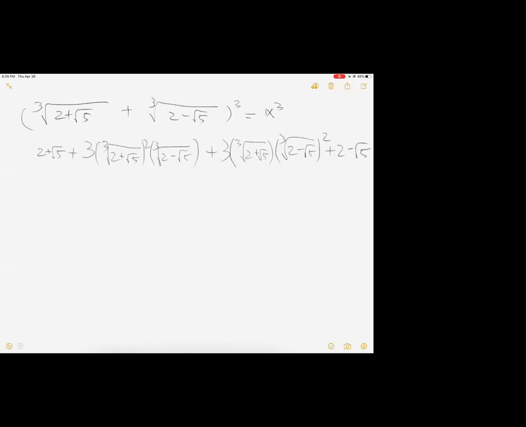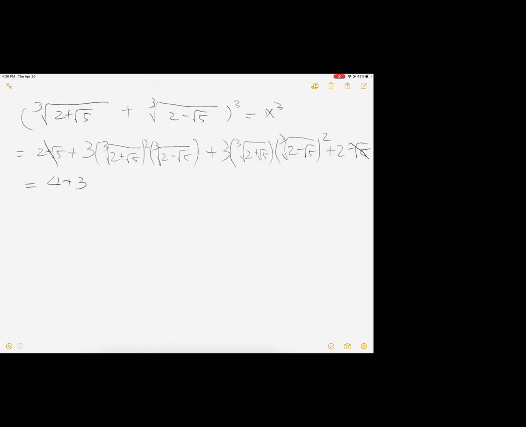And then I combined the 2 plus root of 5 and 2 minus root of 5 to get 4. Okay, with the rest of the expression. And then I took out the 3 from the middle expression.